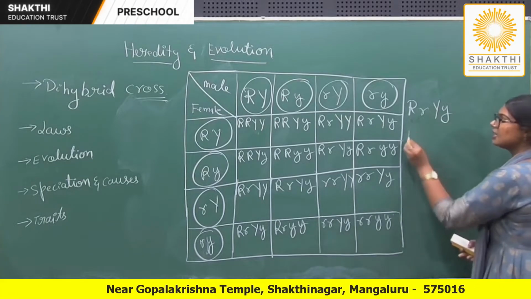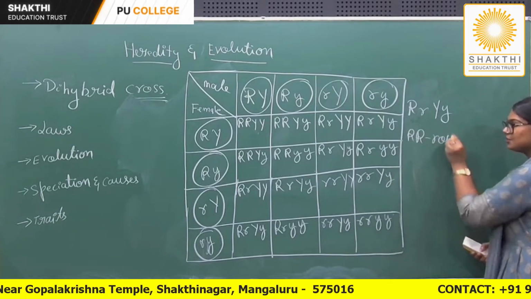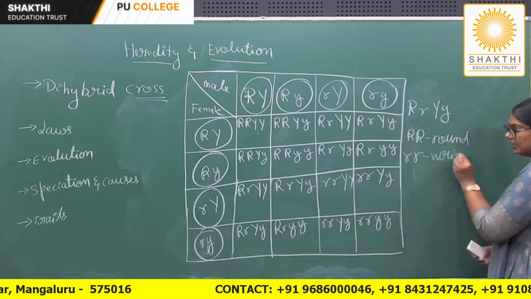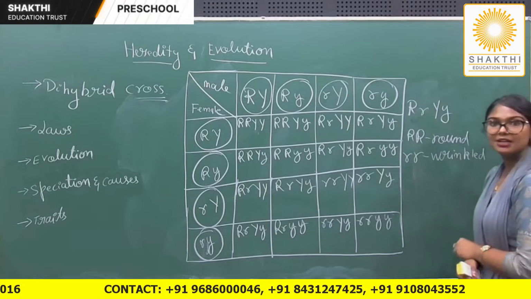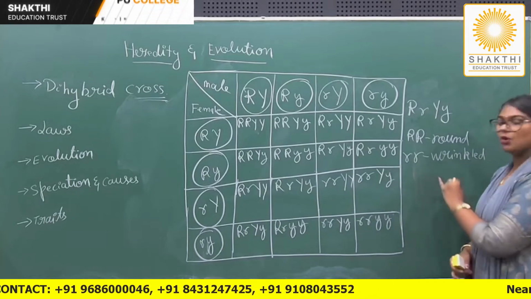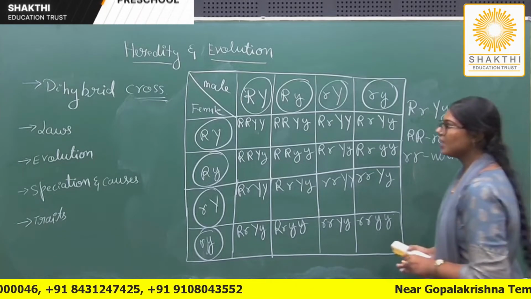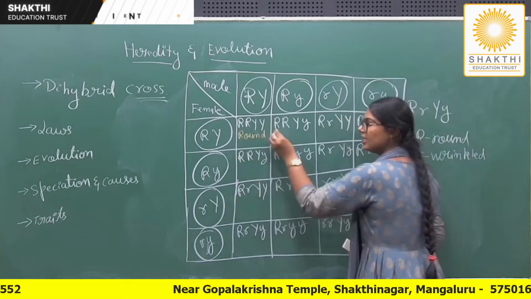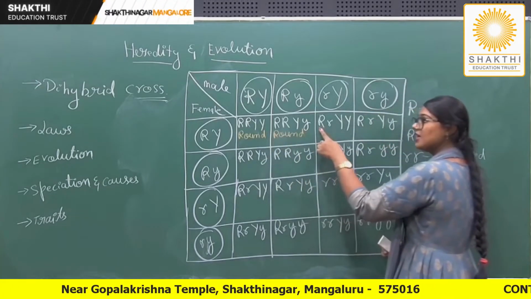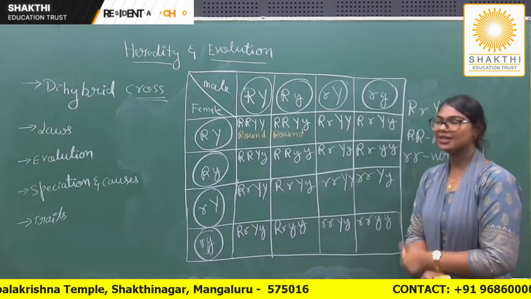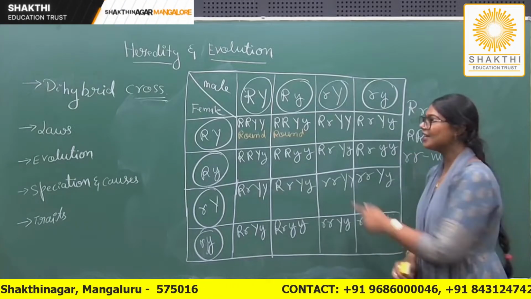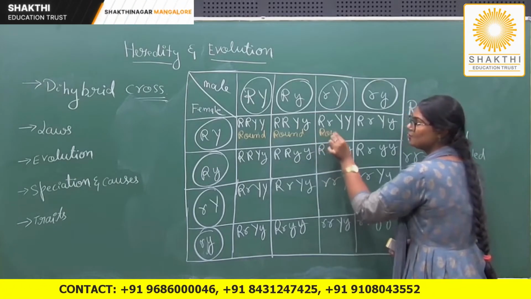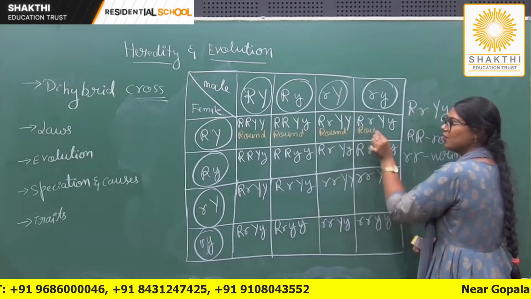Remember, capital R stands for round, and small r stands for wrinkled. So wherever we have capital R, we'll fill it as round, and wherever we have small r, we'll fill it as wrinkled. We have the first here, capital R. So this is going to be round. Here again we have round. Here we have capital R, small r. If you remember the P2 generation, we had capital R, small r. What was that? It was round. So this is also going to be round, and this one is also round.